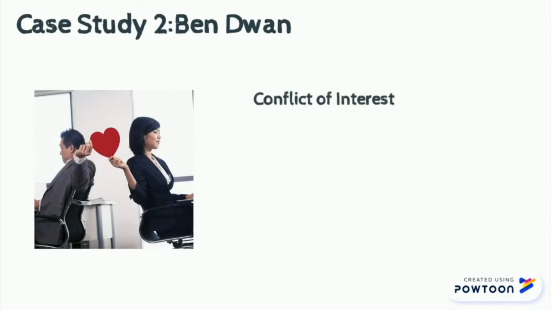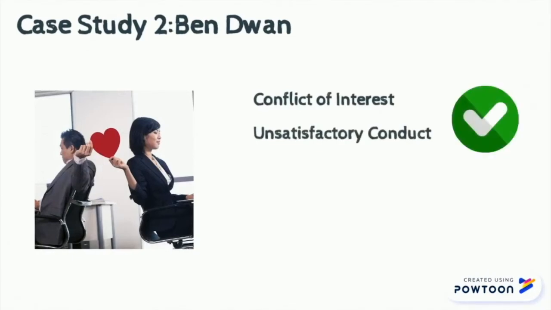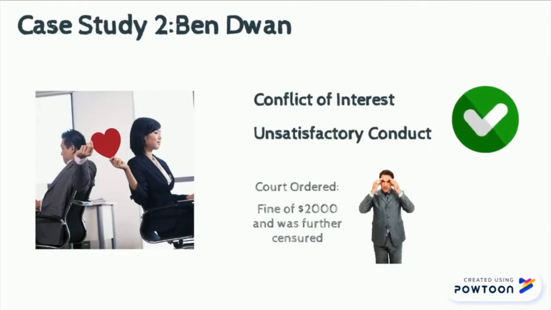The second case was brought by the Real Estate Agent Disciplinary Tribunal against Benjamin Dwan, who was a licensed agent. The allegations were surrounding the licensee's failure to disclose important information about his relationship with the property manager. This case has presented a conflict of interest regarding potential defects with the property. The tribunal found Mr. Dwan guilty in engaging in unsatisfactory conduct, and he was further censured and ordered to pay a fine of $2,000.